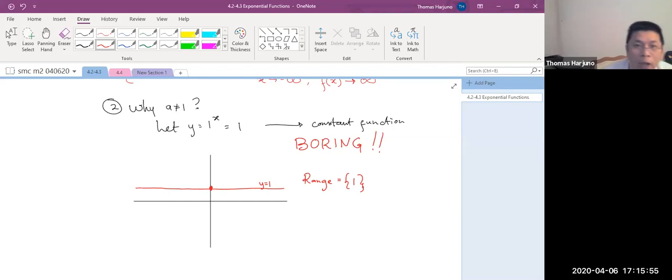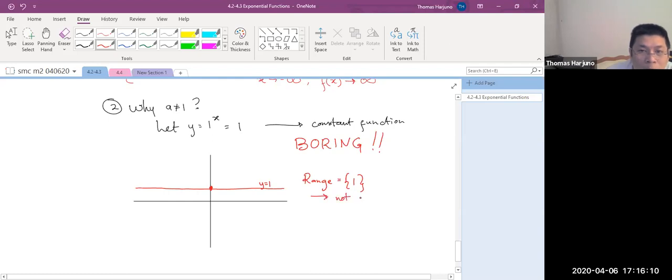And another reason why we don't want to categorize this as an exponential function is the fact that it is not increasing, not decreasing. And therefore, it's not a one-to-one function anymore.